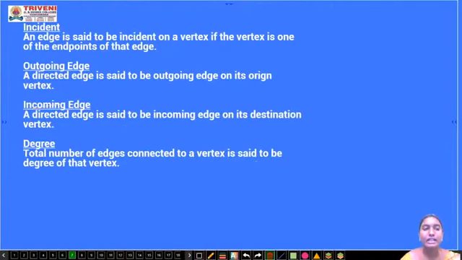And incident: an edge is said to be incident on a vertex if the vertex is one of the endpoints of that edge. That is nothing but an edge is said to be incident on a vertex if the vertex is one of the endpoints of that edge. The edge that combines with that vertex, we call incident.